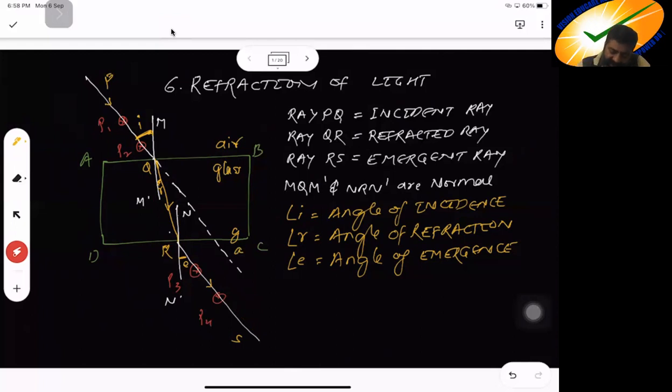ध्यान से देखो एंगल किधर बना है, किसके बीच में बना है. The angle is made between incident ray and the normal, therefore it is called angle of incidence. The angle made between incident ray and the normal. ध्यान से देखो, incident ray, normal. The angle which is made between, therefore, in refracted ray and normal, refracted normal, angle of refraction. And the angle made between emergent ray and the normal, angle of emergence.